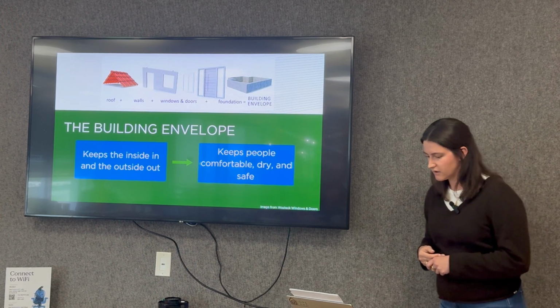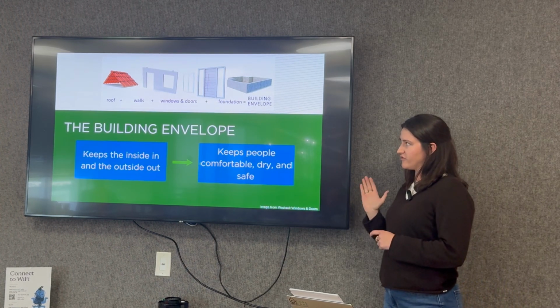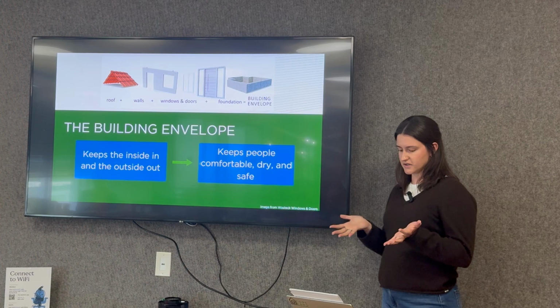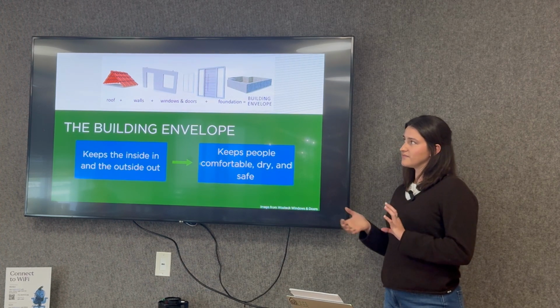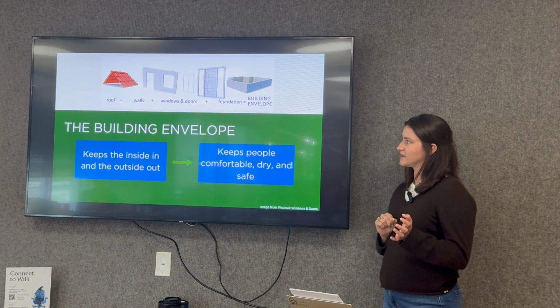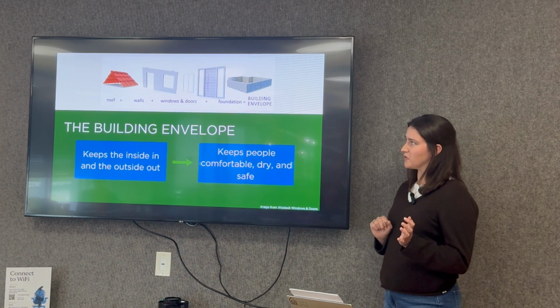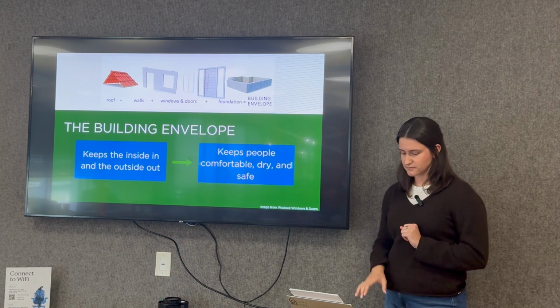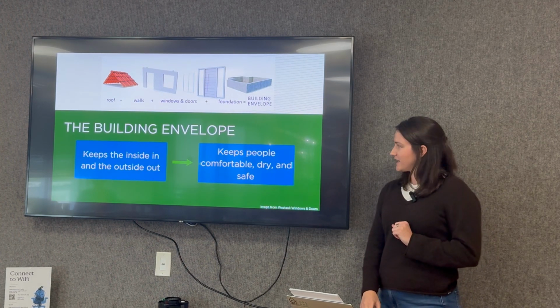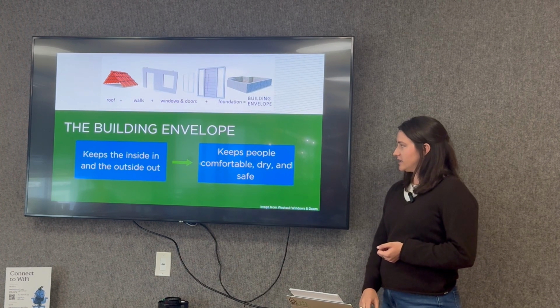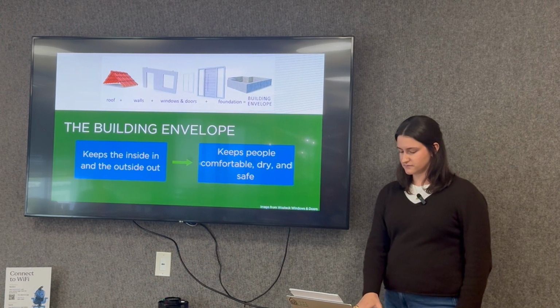heat flow. Fundamentally, the envelope is made up of the roof, walls, windows and doors, and the foundation, as well as any other sort of accessory materials like gaskets or weather stripping or sealant. The building envelope serves to keep the inside in and the outside out, which keeps everybody comfortable, safe, and dry.